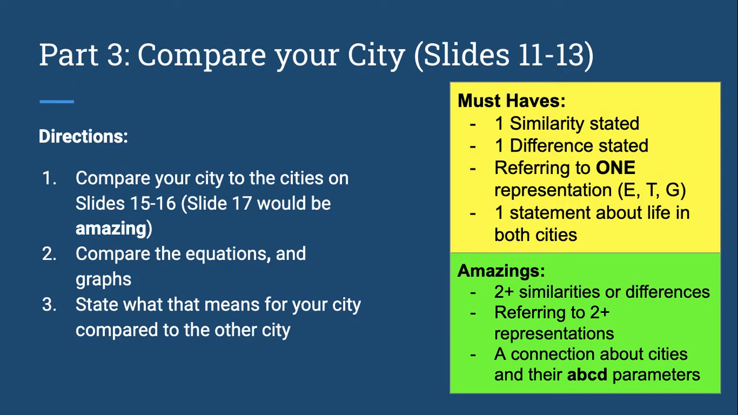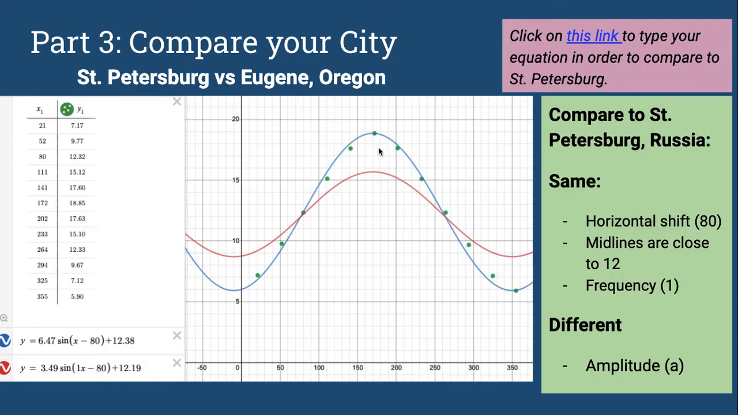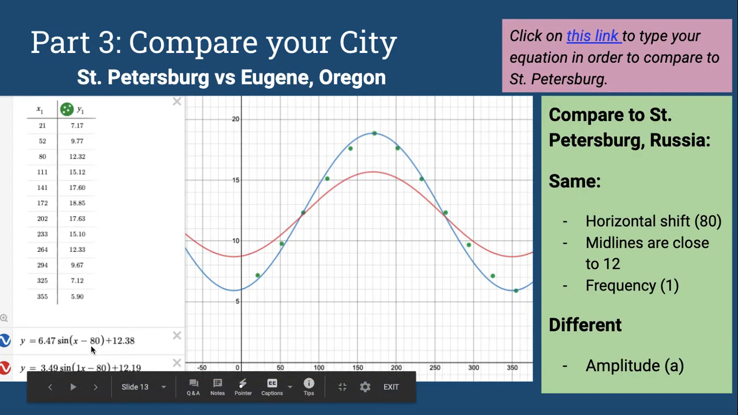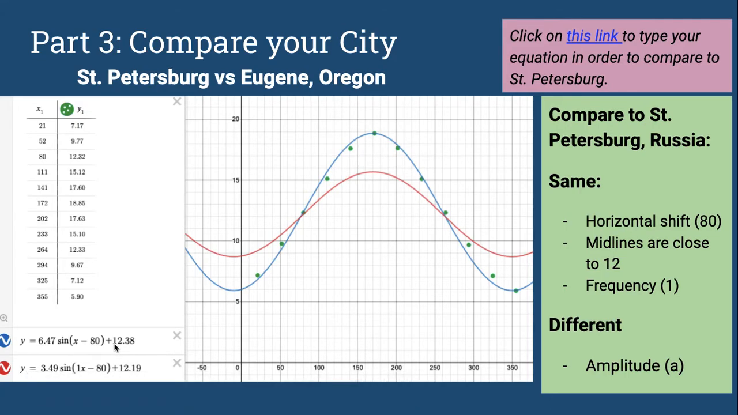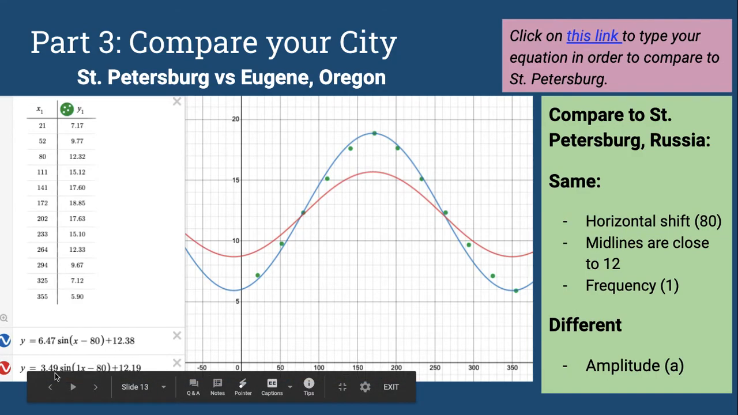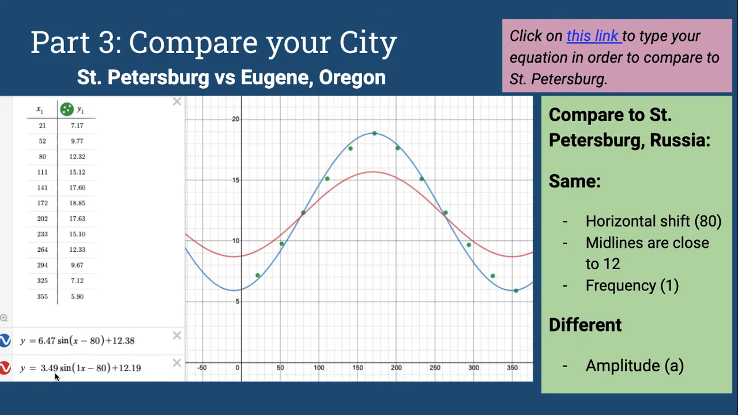Okay, onto the comparing graphs. Both Eugene and St. Petersburg have the same horizontal shift. They have midlines that are close to 12 and their frequencies are both 1. These cities have different amplitudes. St. Petersburg has a much bigger amplitude than Eugene. This means that St. Petersburg has more intense daylight patterns, really long hours in the summer and really short hours in the winter.